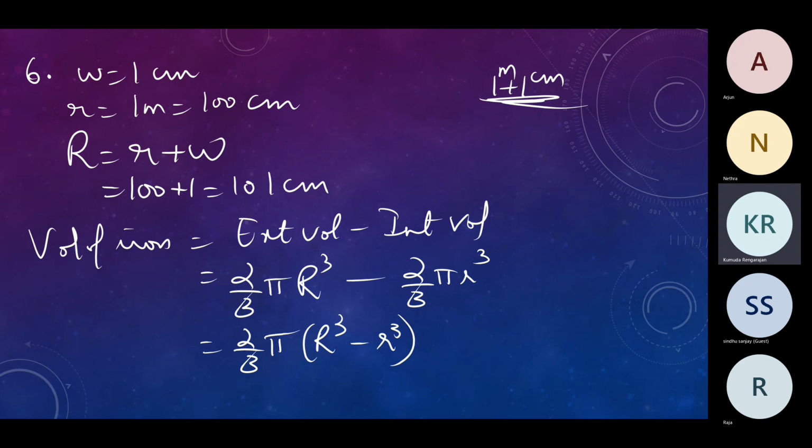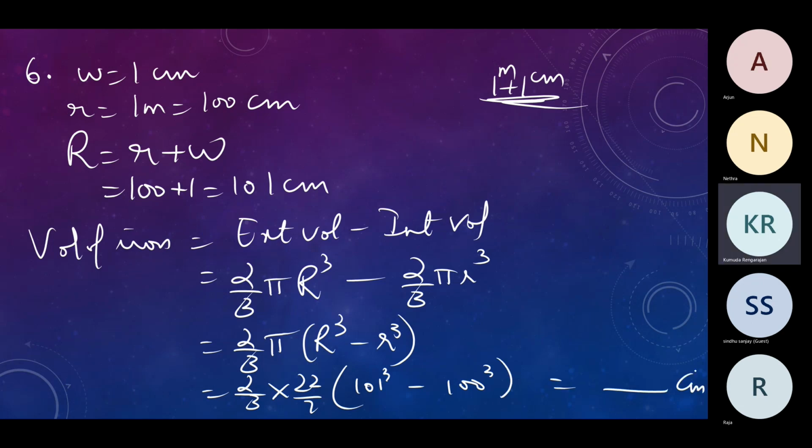So I leave it here, children. You will have to continue, meaning 2 by 3 into 22 by 7 into 101 cubed minus 100 cubed. And the answer will be in centimeter cubed. If you want, you can convert that to meter cubed.